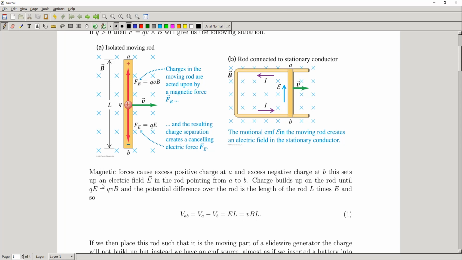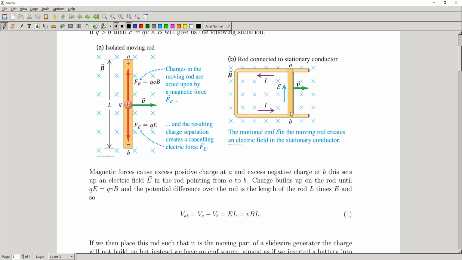Okay. But now what happens if we take this rod and we place this rod into a slide wire generator like we've looked at before, and the rod becomes just one part of the slide wire generator? Well, it becomes the moving part of the slide wire generator, right? So we don't do anything differently here. We're now sliding V the same as we were before. We have positive charge moving this direction, but instead of the positive charge building up at A and negative charge building up at B, what happens is positive charge starts to spill out from A, right, and go around the loop and into where we would have some negative charge here.